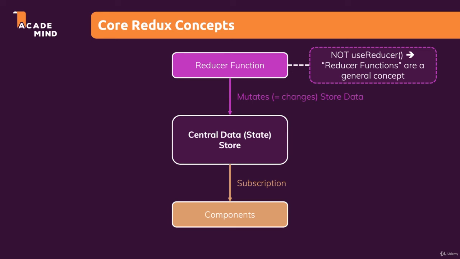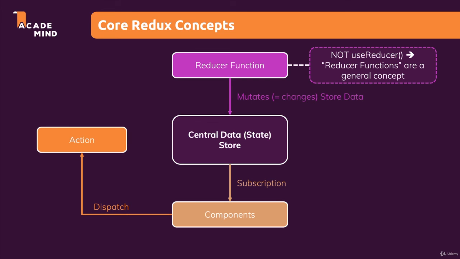Okay, so we have a reducer function which is responsible for updating the store data, and we have components that subscribe to that data. How do we now connect components and that reducer function? Because ultimately, it will of course be the components that should trigger a data change. It is, for example, a click on a button in a component that should trigger some data change. So how do we connect that? Trigger is a good word for that, because we have a third concept here. We have actions, and components dispatch actions. And therefore, we could also say that components trigger certain actions.